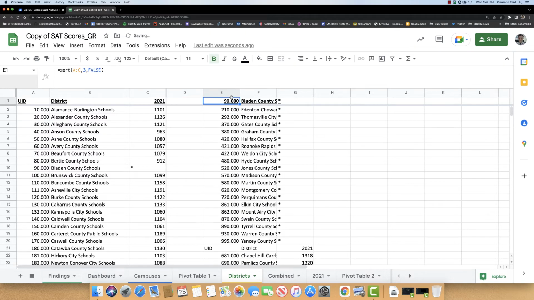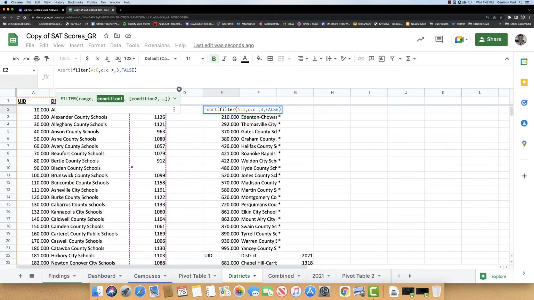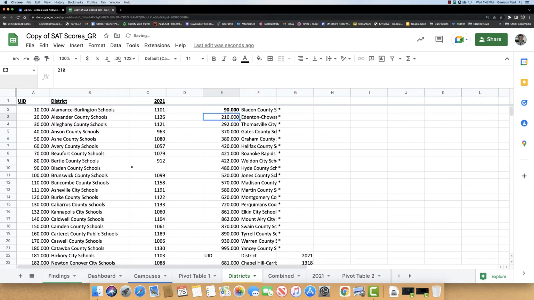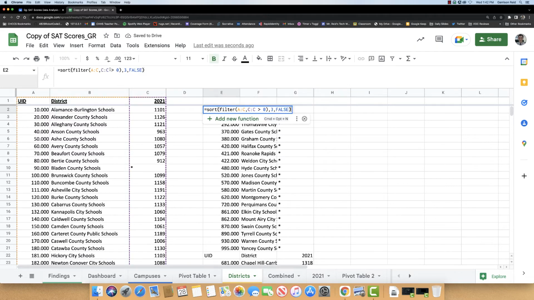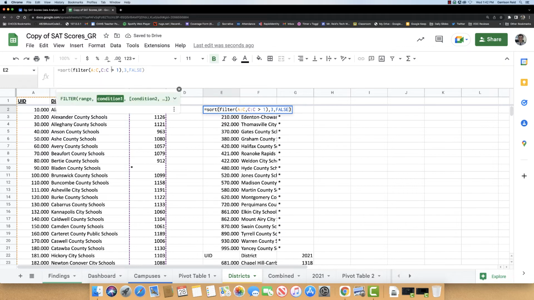No, sorry. In this case, we have a bunch of asterisks, so I probably need to filter out asterisks. To do that, I'm going to filter my columns A through C, where column C is greater than 0. Close my parenthesis, and is greater than, is not the asterisks.